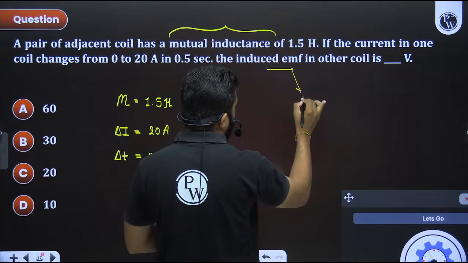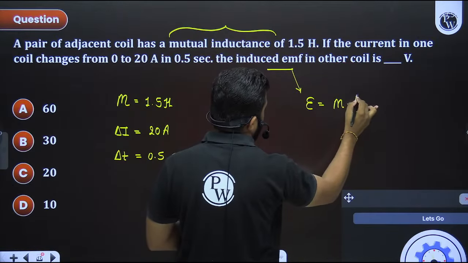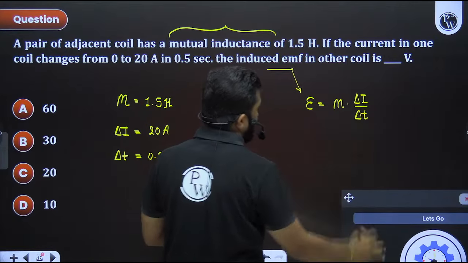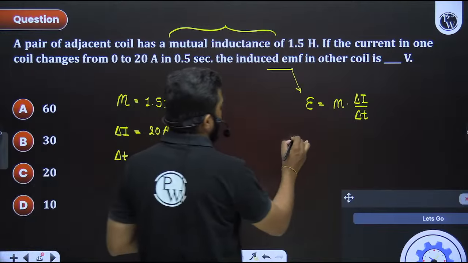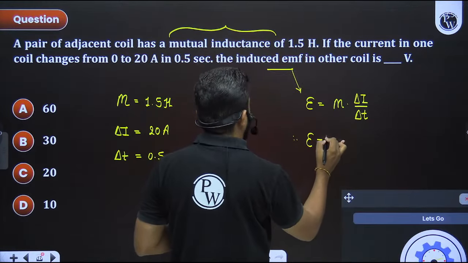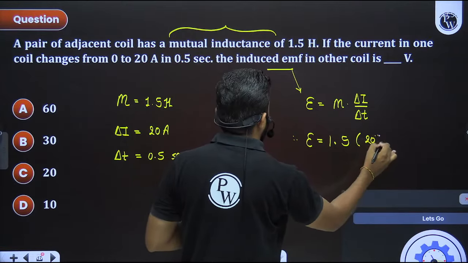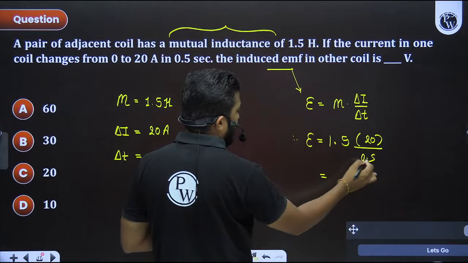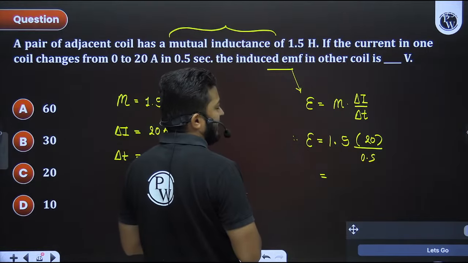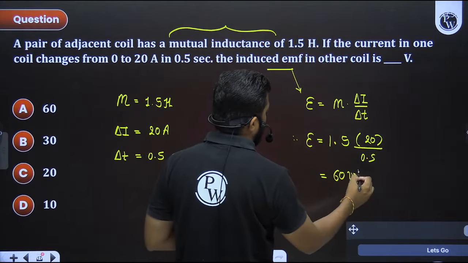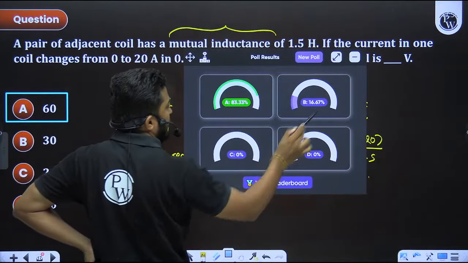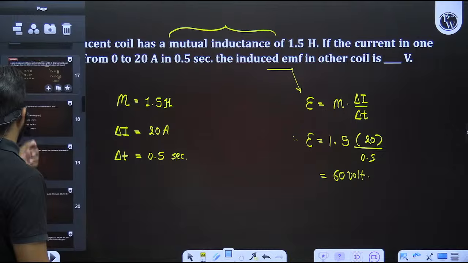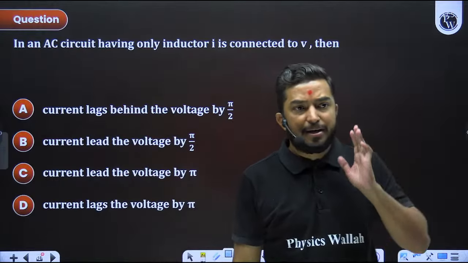For the EMF, epsilon is equal to M into delta I by delta T. It is a direct question from your NCERT exercise, so it's easy. Epsilon is equal to M, which is 1.5, delta I is 20, and the time is 0.5. So 0.5 becomes 1/2, which goes to the upper side: 1.5 multiplied by 2 becomes 3, and 3 into 20 becomes 60 volt. Is it available in the given data? Yes sir, 60 volt is available. So option A is the perfect answer. It's an easy MCQ, right? 83% of the students are going to click the right answer. Nice, let's continue.